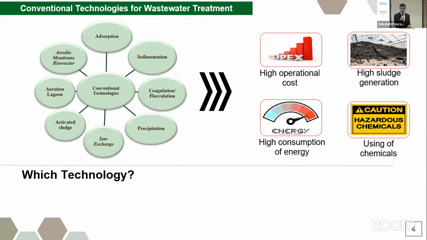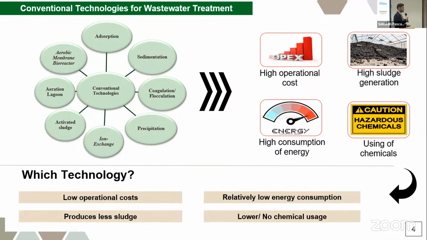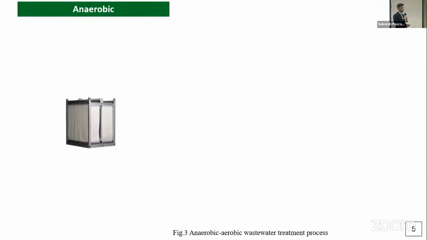So what are the technologies that we should come up with? The solution is to come up with a technology that has low operational and capital cost as well as maintenance, and relatively low energy consumption overall. To overcome this problem in this research, we took an integration of anaerobic and aerobic processes for total dye degradation as well as pollutant removal present in our textile dyeing wastewater.